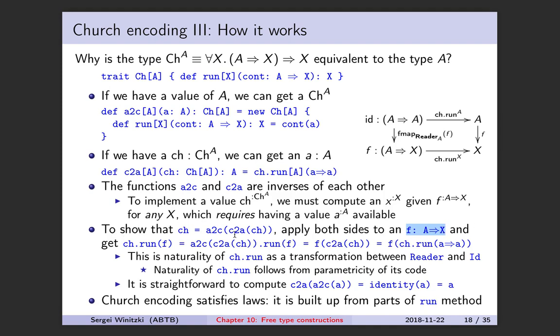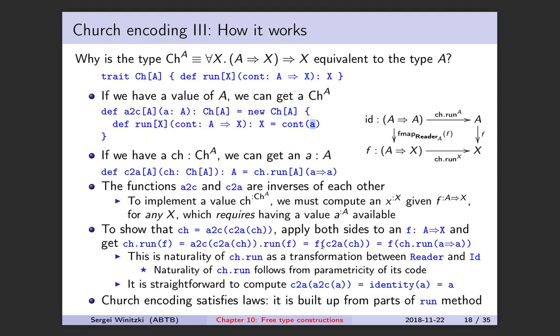And then we can simplify this. So what is the ch run of f? Is on the left-hand side. On the right-hand side is this run of f. Now this run of f, we can see what that is. It is a continuation of A, which means it is an f, because the continuation is going to be f. The argument of run is going to be f. So f of this.